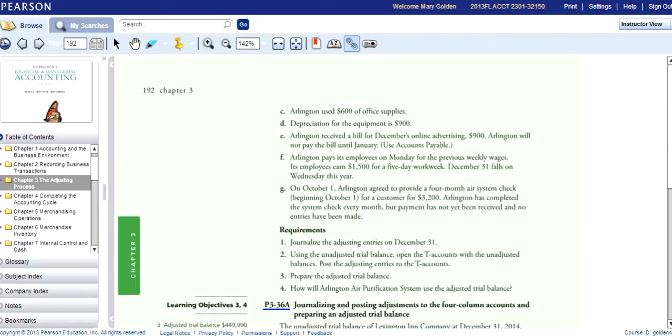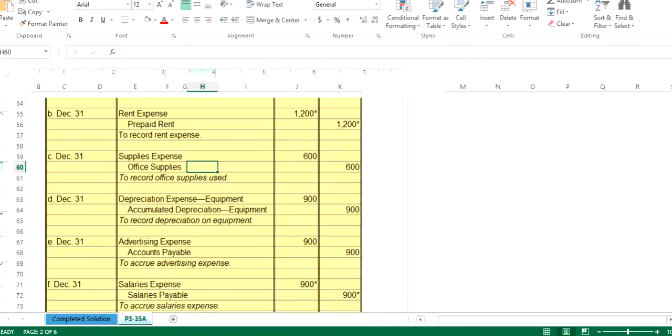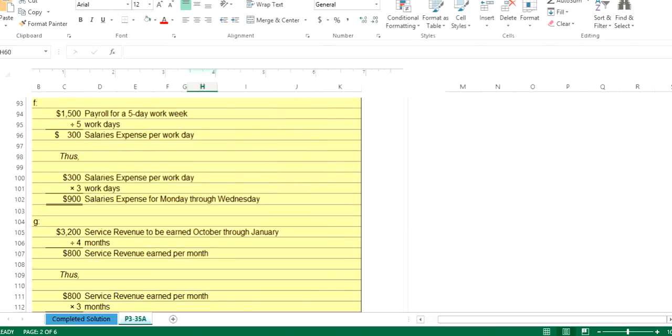Part E says Arlington received a bill for December's online advertising for $900, and they will not pay the bill until January. Okay, so we have an expense, but we're not going to pay it till later. So we need to debit an expense account and credit accounts payable. Okay, and that's to accrue advertising expense. Let's move back up here.